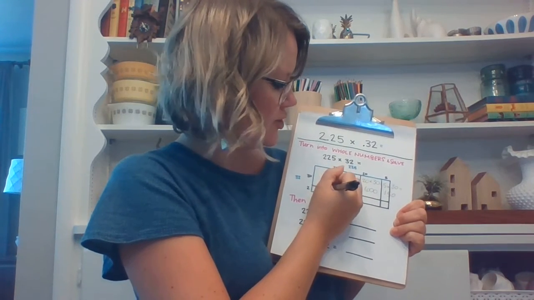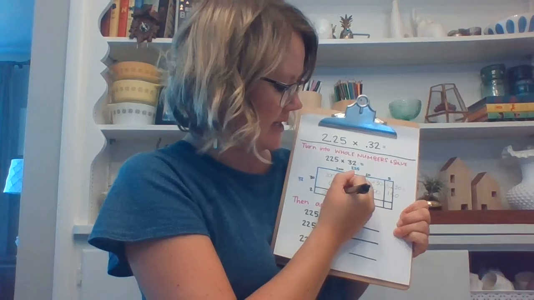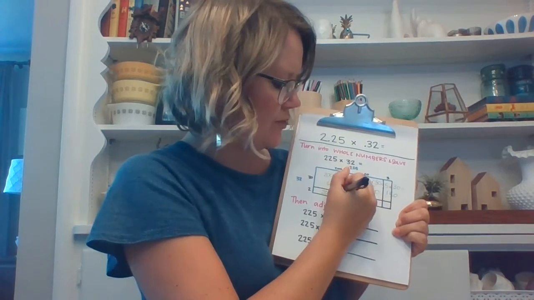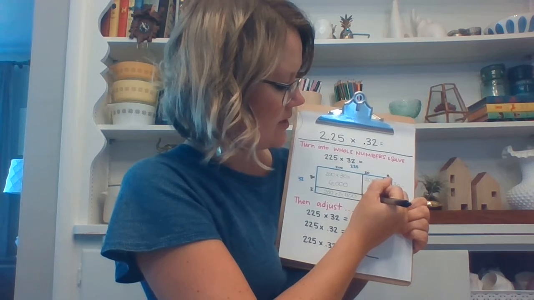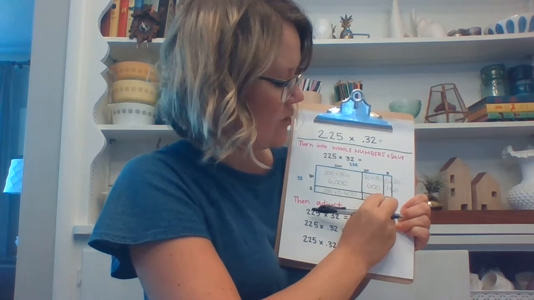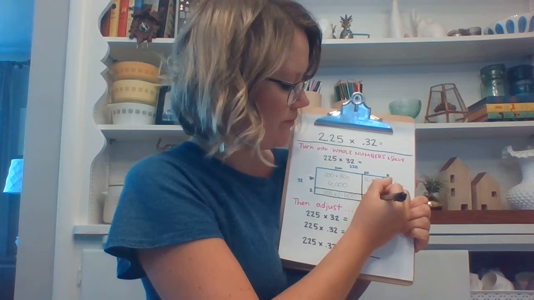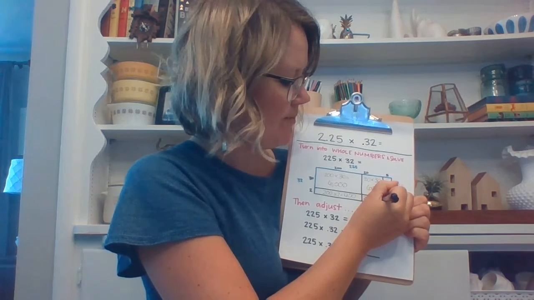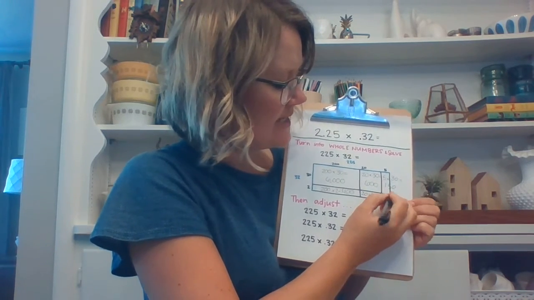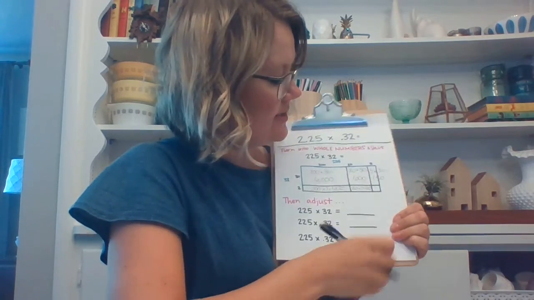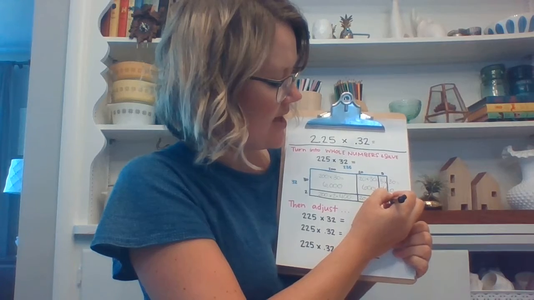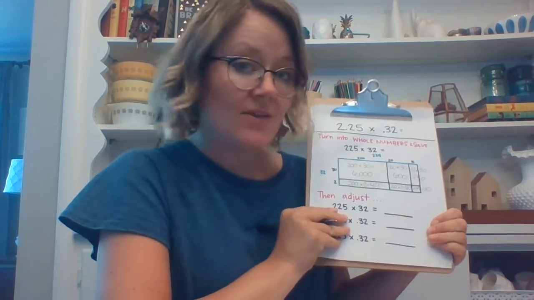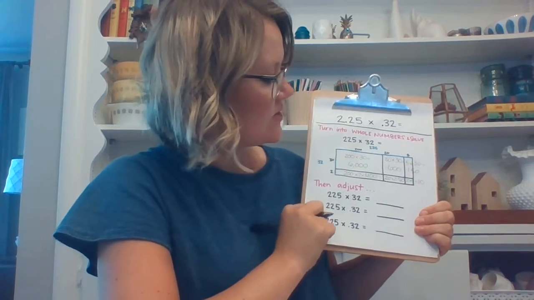Here I'm going to do 200 times this dimension, which is 2, equals 400. This has a dimension of 20 going across by 2. And that's going to be 40. And this little tiny section of my yard has dimensions of 2 times 5, and that is going to get us 10. So now if I add all these parts up together, I can get my total answer.